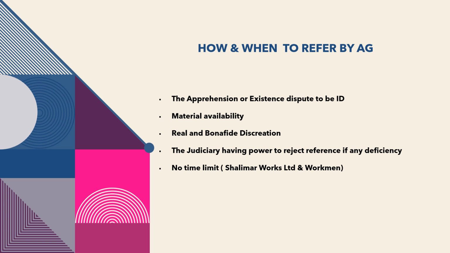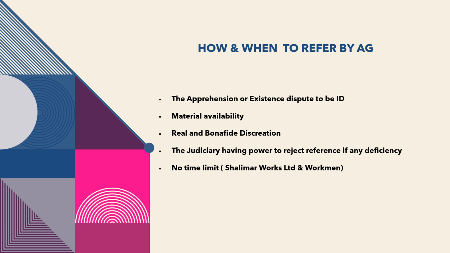Then, real and bona fide discretion must exist. Here, bona fide means the appropriate government felt that the matter is very important and the dispute has to be resolved immediately. Then the appropriate government will decide the matter. The judiciary has the power to reject the reference if there is any deficiency. Here, the appropriate government has to be conscious when referring to the labor court authority.